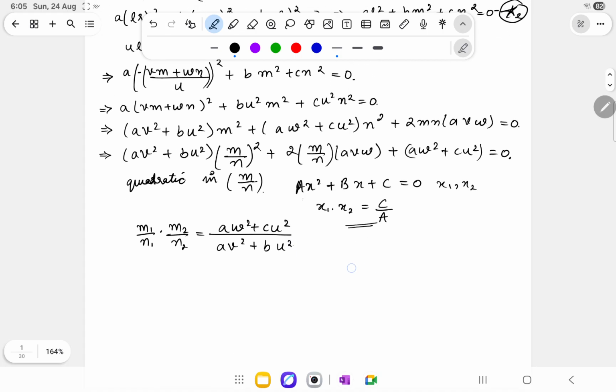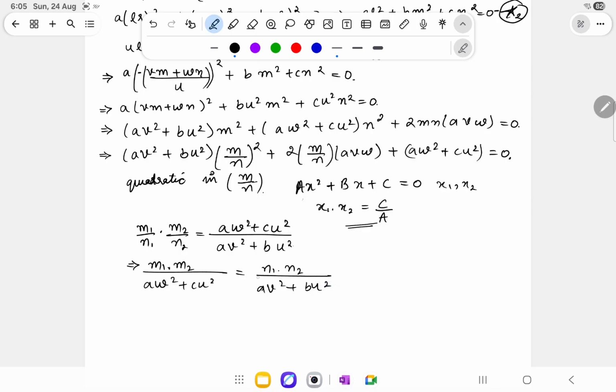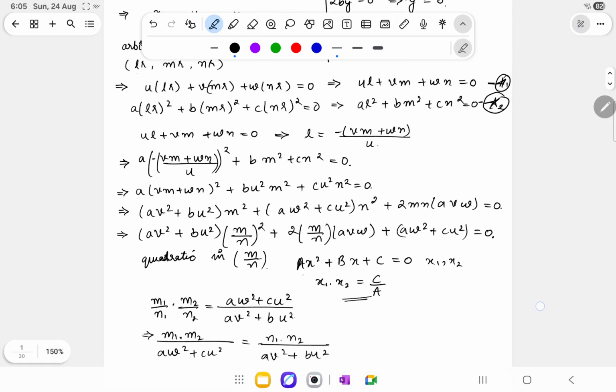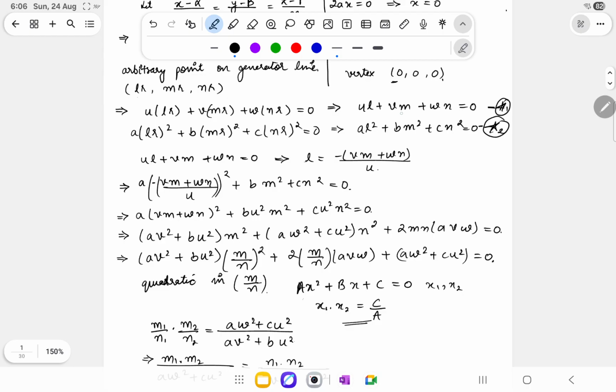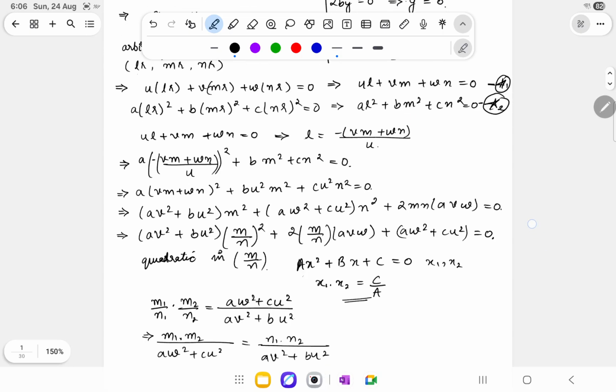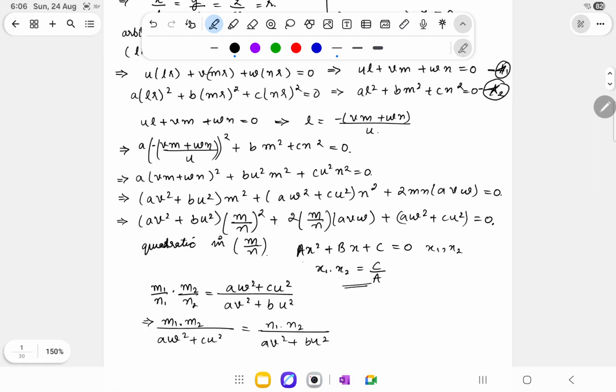So this is basically the product of my roots. If I simplify it, I will get m1 m2 upon aw square plus cu square equals n1 n2 upon av square plus bu square. Likewise, I can now substitute any other direction cosine other than L from star 1 in star 2 and get the product of L1 into L2. If you want, you can solve that as well, or you can just observe the pattern that m1 into m2 and n1 into n2 have followed.